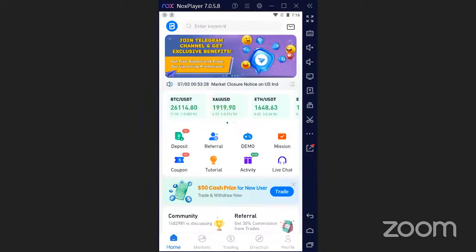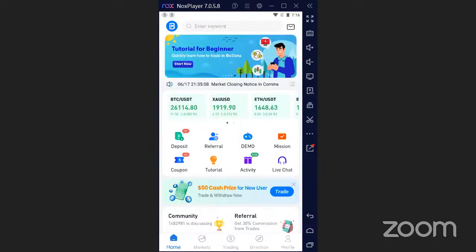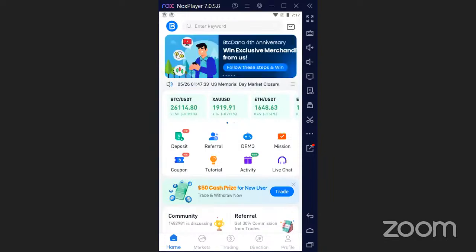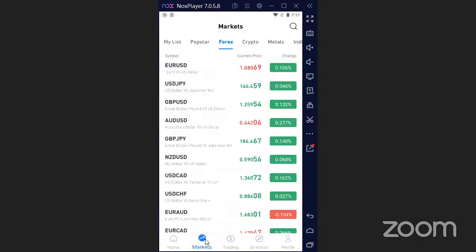Now we have a PIP. In forex we have what we call pips. Please go back to this market here. I want to show you something very important. Go back to your market.